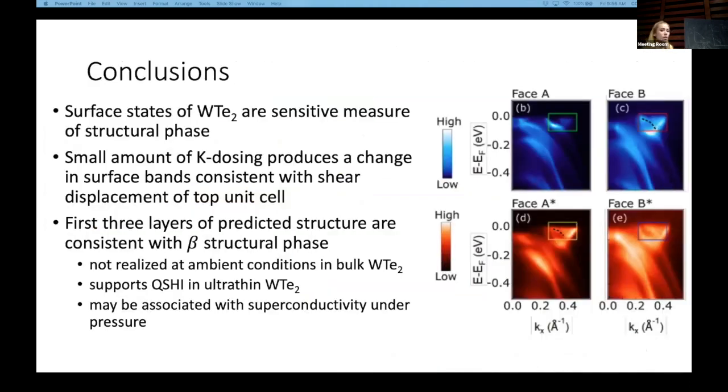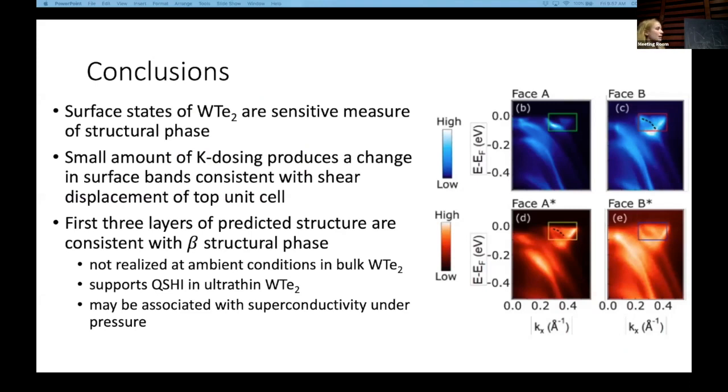So to conclude, we find that the surface states of tungsten ditelluride are a very sensitive measure of the structural phase, because the bulk bands definitely are not. We also found that a small amount of potassium dosing produces a change in the surface bands that's consistent with a shear displacement of the top unit cell. And finally, we find that with potassium dosing, the first three layers of the predicted crystal structure that we end up in are consistent with another structural phase that is not realized under ambient conditions.